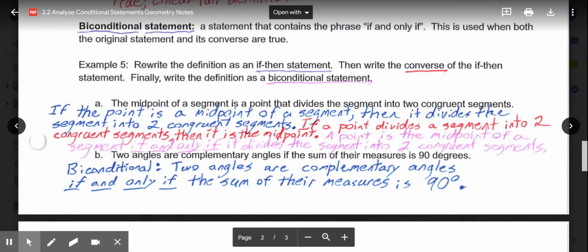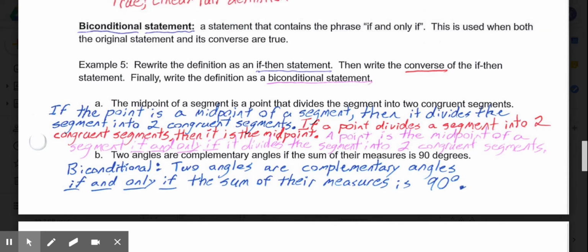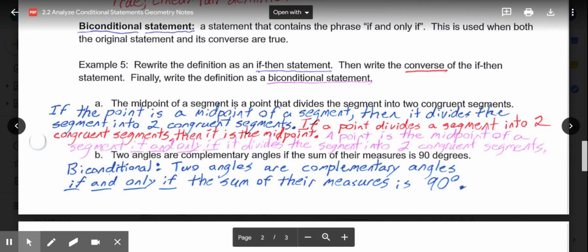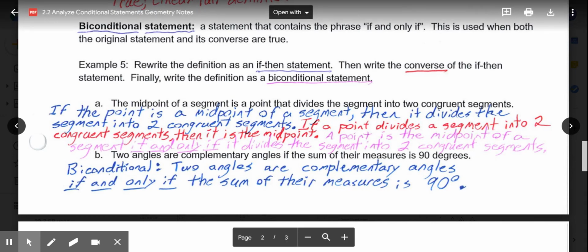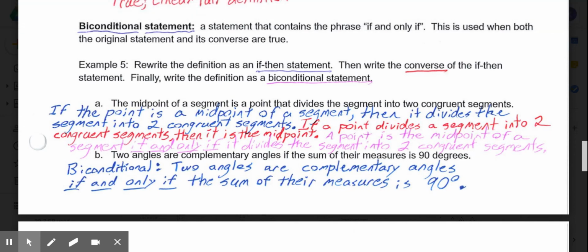So example 5 asks us to rewrite the definition in an if-then statement, then write the converse of the if-then statement, and then we're writing it as a biconditional. So example A says the midpoint of a segment is a point that divides the segment into two congruent segments. So first rewriting that as an if-then statement. We could rewrite that as if the point is a midpoint of the segment, then it divides the segment into two congruent segments. So in blue there is our original if-then.